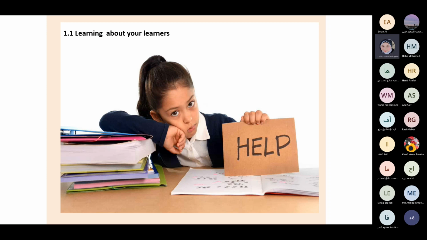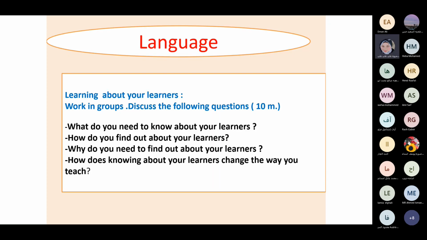Now, when we are learning about our learners, when you think about your learners, you are teachers, of course. Let me ask you some questions, 4 questions here. What do you need to know about your learners first? Please think about these questions. What do you need to know about your learners exactly? How do you find out about your learners? How do you know lots of information about them? Why do you need to find out about your learners? And how does knowing about your learners change the way you teach?